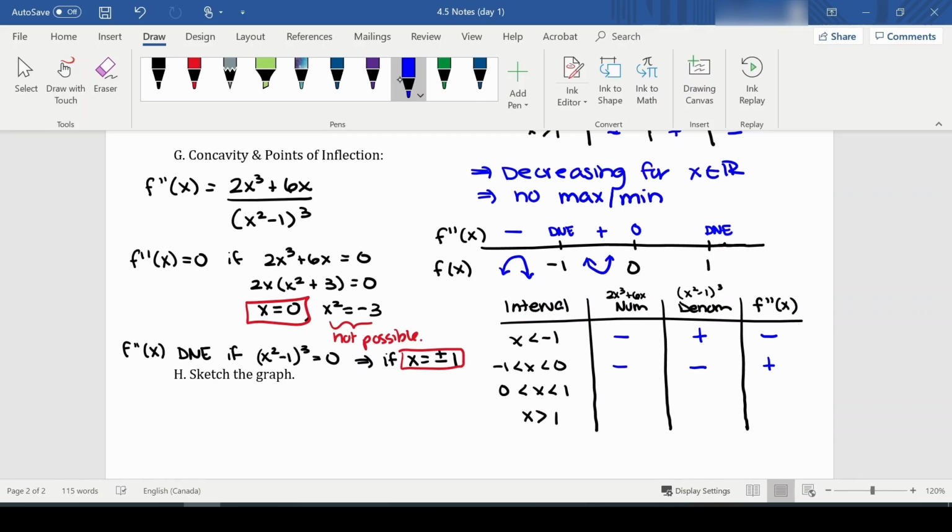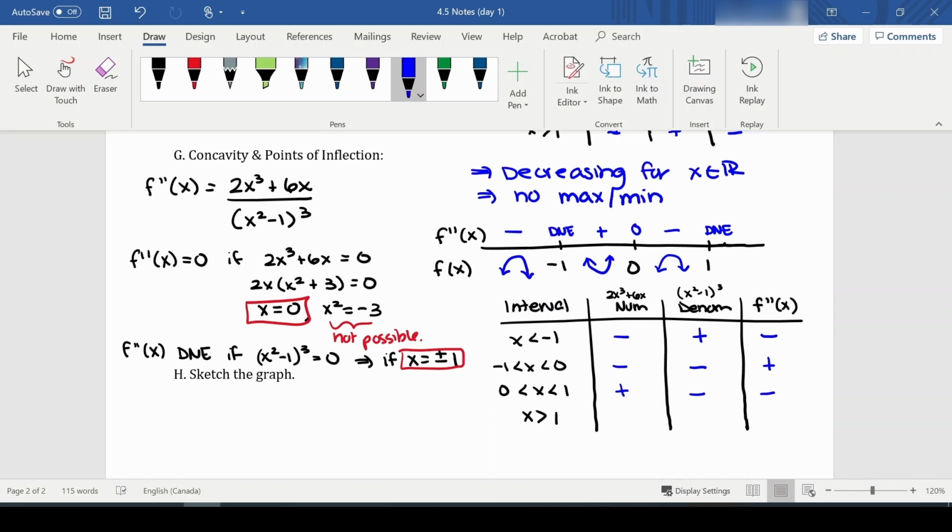Between 0 and 1, again, okay, so for between 0 and 1, we might choose something like 0.5. We cube that and add 6 times 0.5, we're going to get a positive answer. If we square that and subtract 1, we get something negative. Negative cubed is a negative. This is a negative, which means from 0 to 1, we have negative f double prime, which means we're back to concave down again.